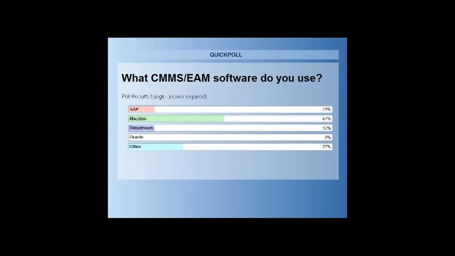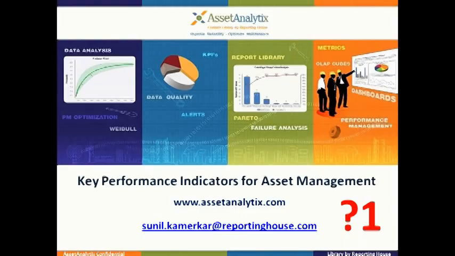Okay, so we are done. Around 47% use Maximo, 13% use SAP, whereas 13% use DataStream, and 37% use other CMMS software. All right, so it seems like the majority use Maximo, SAP, or DataStream. Companies which have formally implemented a system always have an advantage in building key performance indicators that will help manage their maintenance and reliability functions.